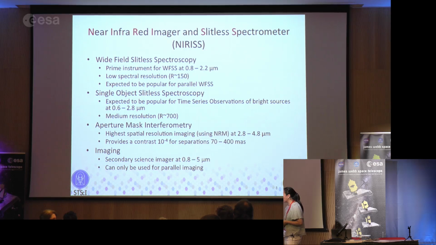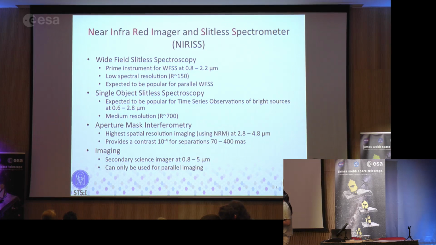NIRISS has the only aperture mask interferometer on board. It's the highest spatial resolution imaging available on JWST, operates at slightly longer wavelengths, 2.8 to 4.8 microns, and has an approximate contrast performance of 10^-4 for separations of 70 to 400 milliarcseconds.